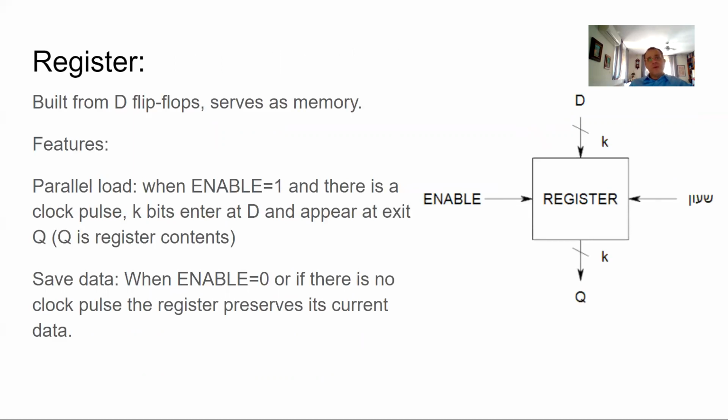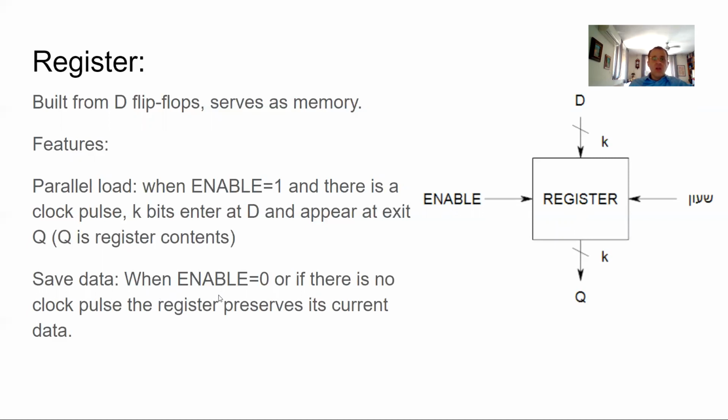Register, built from D flip-flops, serves as memory. Features: it has parallel loading when enable equals 1. You have enable, and then k bits come in, boom, they're stored, and there's a clock pulse. K bits enter at D, and appear at exit Q. Q is the register contents. In other words, Q is the contents when I want to read it.